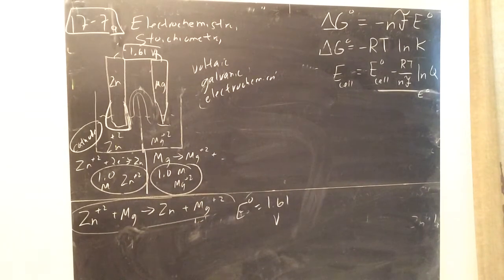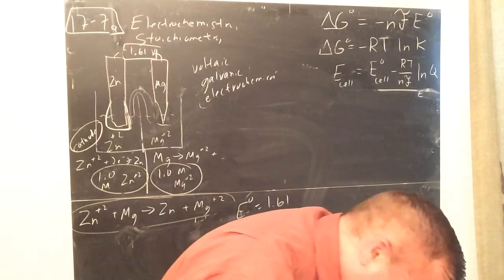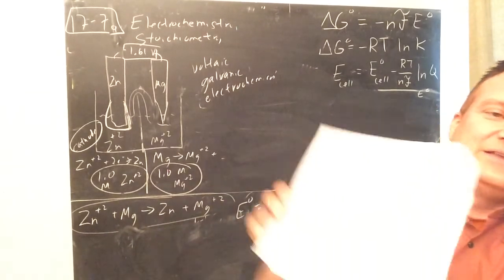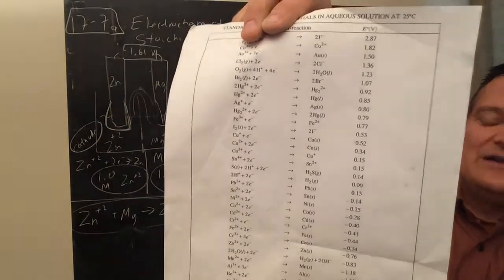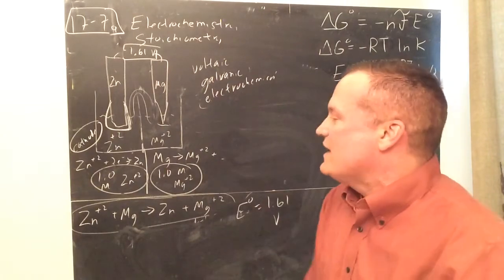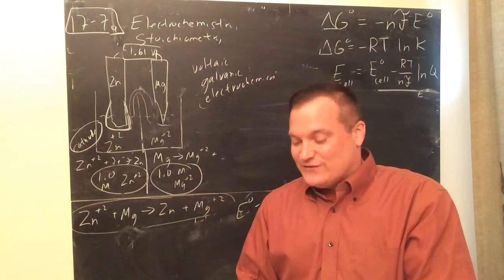Oh my, I don't think I have my list of the values. Where did I put them? Oh, I found them. Good. They're right here. Okay, the more positive stays as written, and the other one is flipped. That is a voltaic, galvanic, electrochemical cell. That's the one they usually ask on the AP.